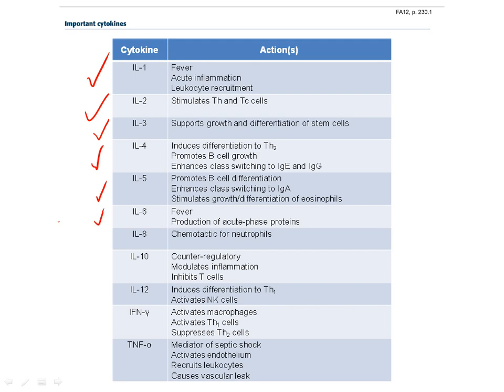It causes some degree of fever as well as stimulates production of acute phase proteins. Anemia of chronic disease is associated with elevations in IL-6. IL-8 is a chemotactic factor for neutrophils. IL-10 is a counter-regulatory cytokine that modulates the inflammatory response by inhibiting Th1 cells. IL-12 induces the differentiation of T cells into Th1 cells and activates NK cells. Two other cytokines are interferon gamma and TNF-alpha.